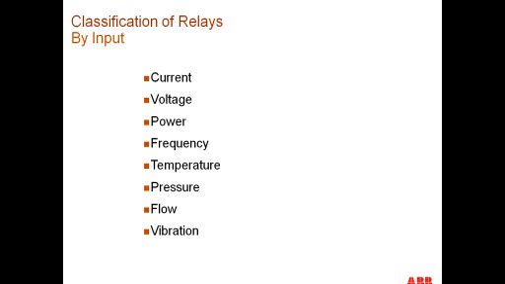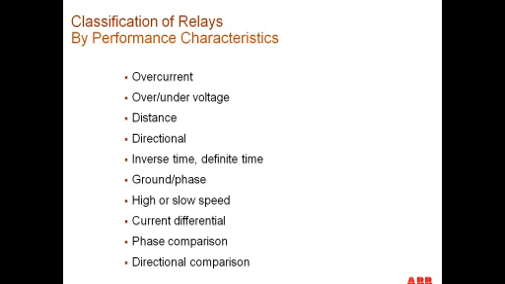We have relays that respond to current, voltage, power, frequency, temperature, pressure, flow, vibration, and other things. We can also classify relays by the kind of performance that they have. We have overcurrent relays, over-under voltage relays, distance relays that look at the relationship between the voltage and the current, directional relays that look at the direction that the current is flowing, the power is flowing, inverse time, definite time overcurrent relays, ground or phase relays, high speed or low speed relays, current differential relays, phase comparison relays, directional comparison relays, many different performance characteristics, and each one has a certain suited place in use in the electric power system.